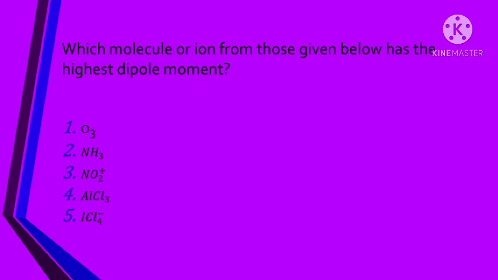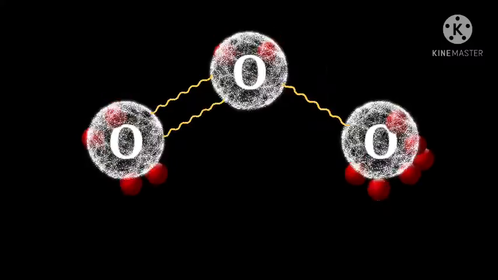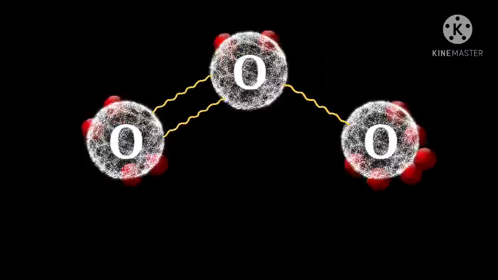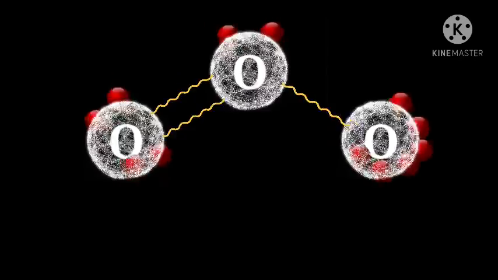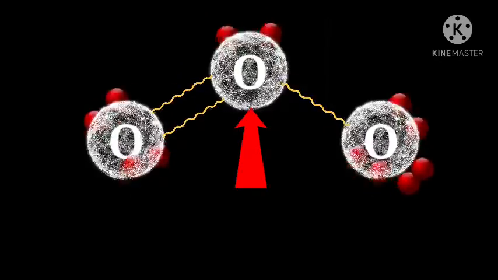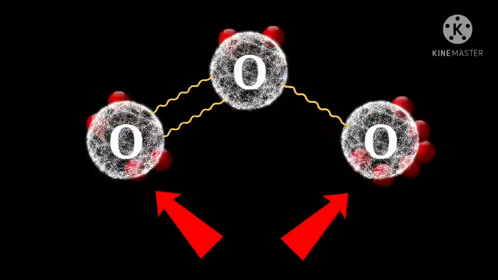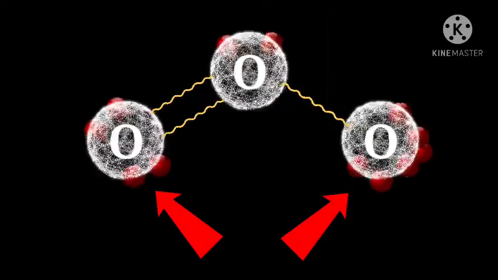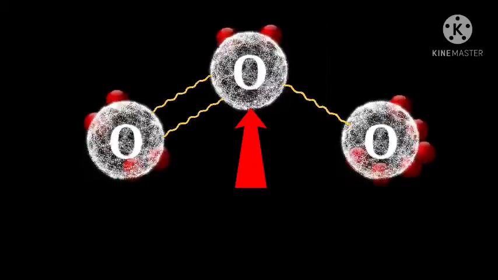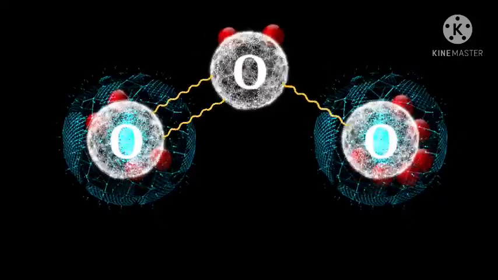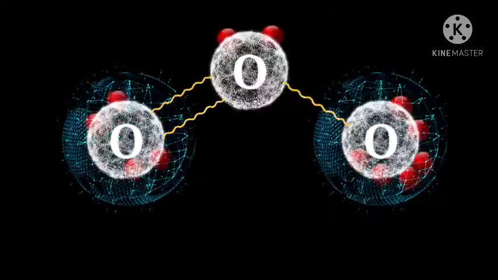Which molecule or ion from those given below has the highest dipole moment? O3 is a polar molecule. The reason is the distribution of electrons across the O3 molecule is uneven, since the middle oxygen atom has to share electrons with two other atoms, but the other atoms only have to share electrons with one other atom. This results in the central atom having less electron density compared to others.